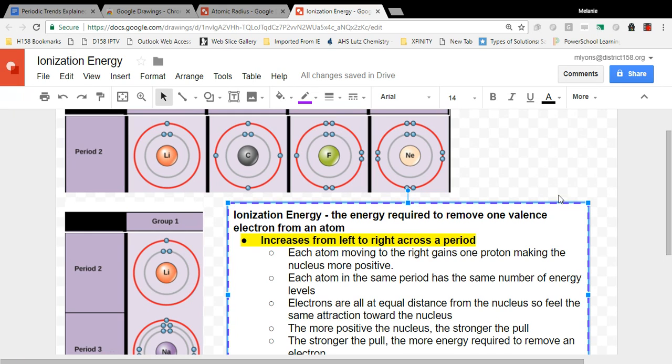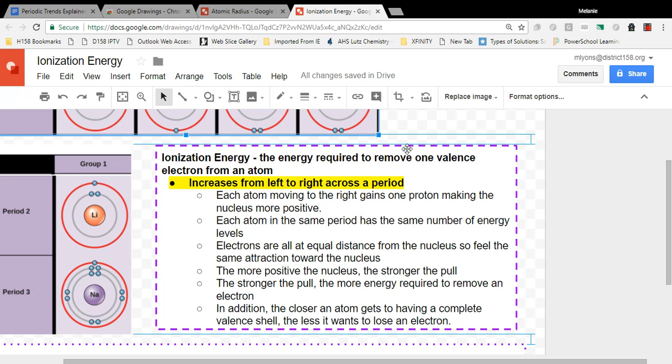So as we go from left to right, for example, neon has a much more positive nucleus, so it can pull on its valence electrons much stronger. The stronger the pull, the harder it's going to be to remove one valence electron. And when we say the harder it's going to be, that means it's going to take more energy.